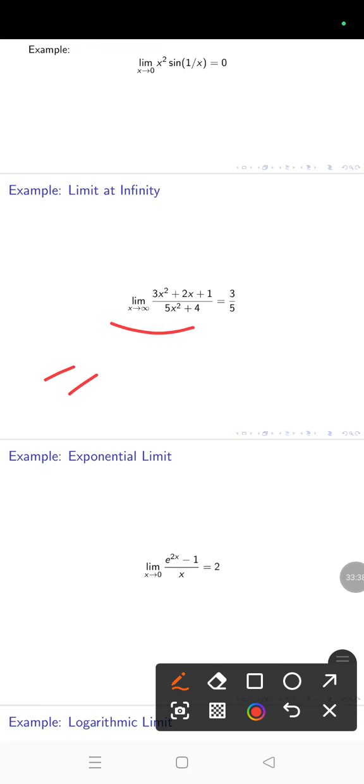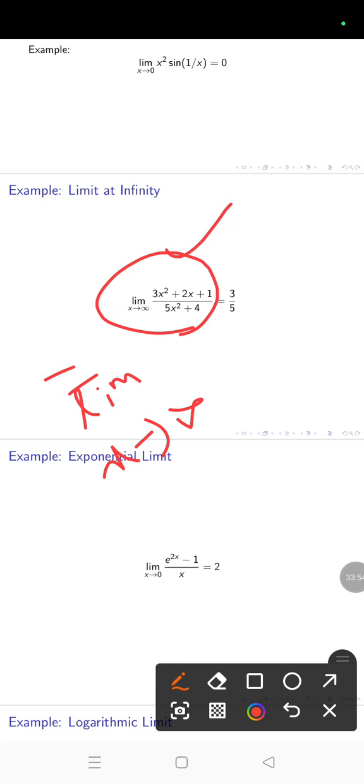Limit x tends to infinity of 3x square and so on. What is the procedure to find the solution? You just take the highest power of x common. What is the highest power of x here? x square. So take x square common. So it will be 3 plus 2 by x plus 1 by x square.